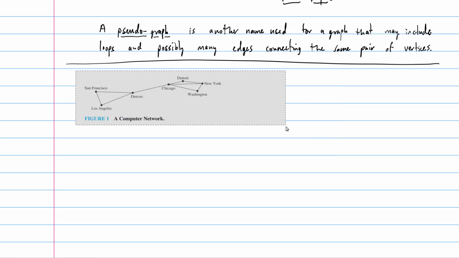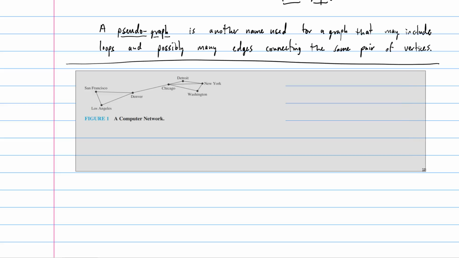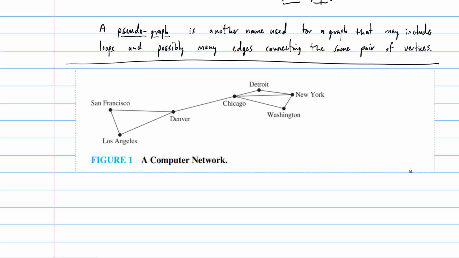So this is a computer network. We're going to build on this graph. Right now, this is supposed to represent a national computer network where each of these cities has a single hub for a computer, and the edges connect these cities that are connected by this network.